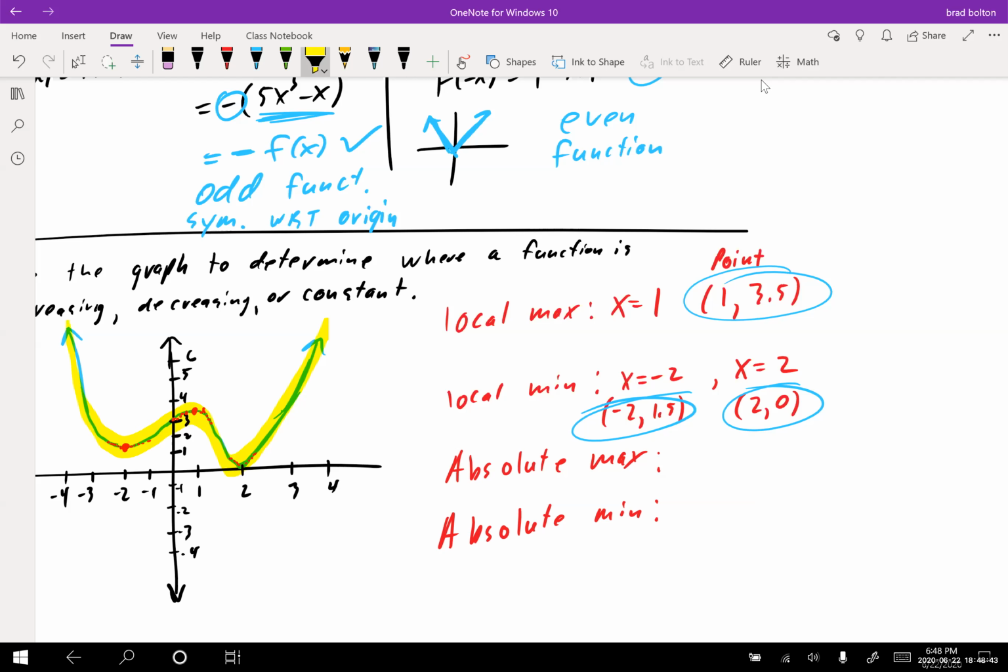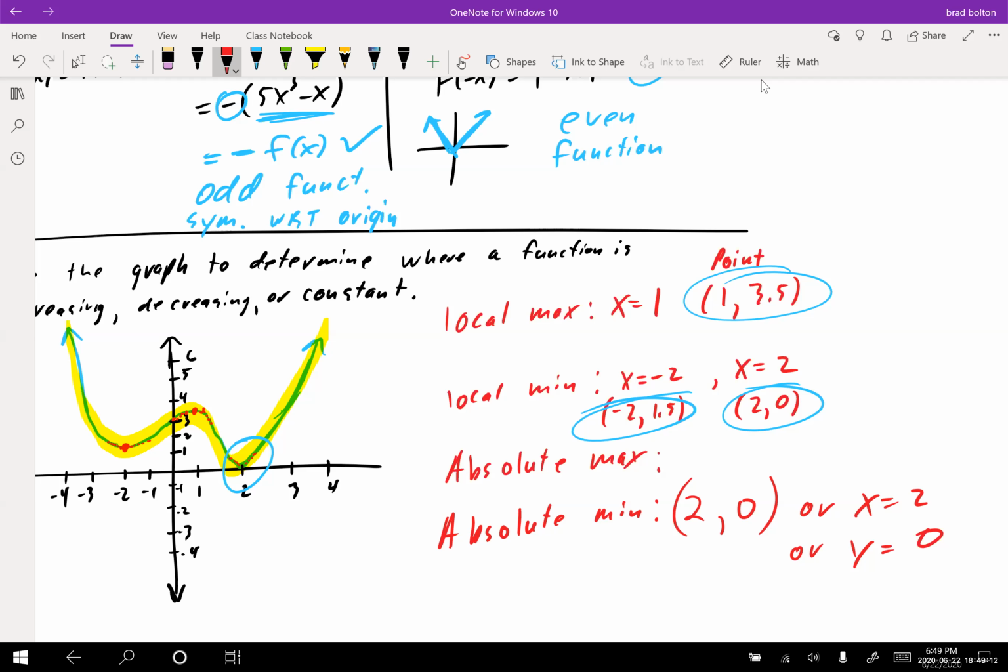So if we look at this graph right here, what is the lowest point that graph will ever go? Well, it'll go right here, at this location. That is the lowest point on this graph. So that's going to be my absolute min, and it's going to occur at 2, 0, or x equals 2, or if they want just the y value, y equals 0. So the lowest height is 0, okay?